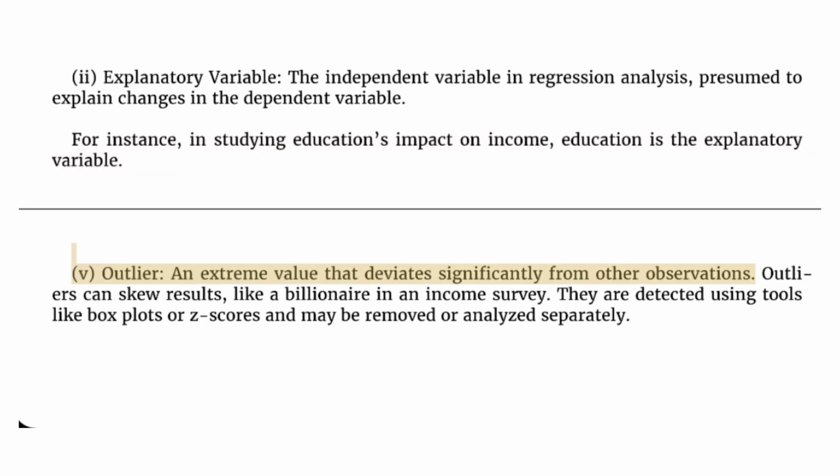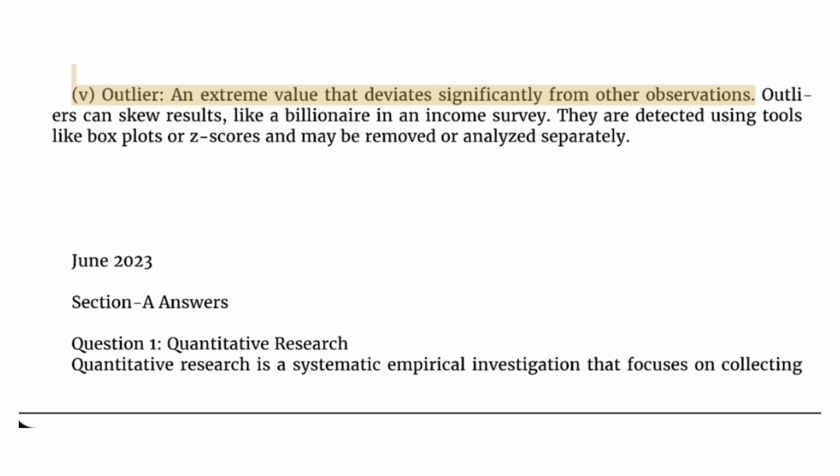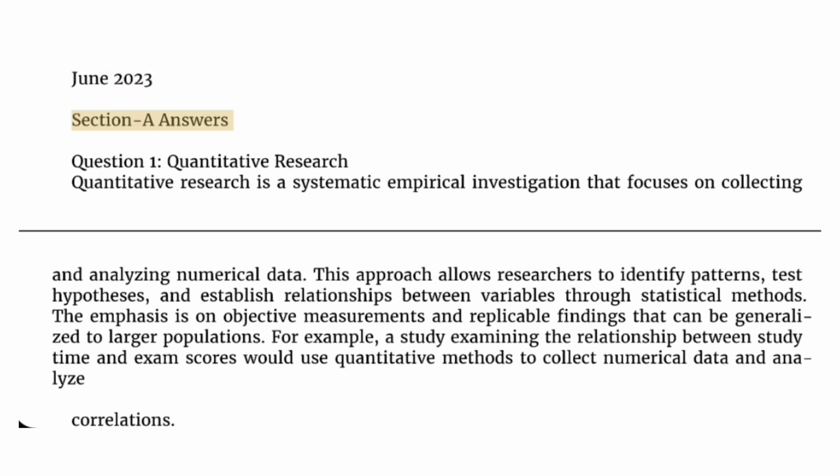Outlier, an extreme value that deviates significantly from other observations. Outliers can skew results, like a billionaire in an income survey. They are detected using tools like box plots or z-scores and may be removed or analyzed separately. June 2023. Section A Answers.